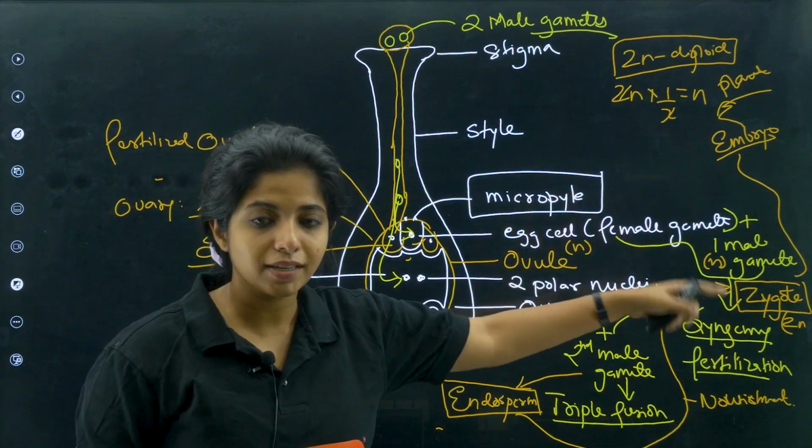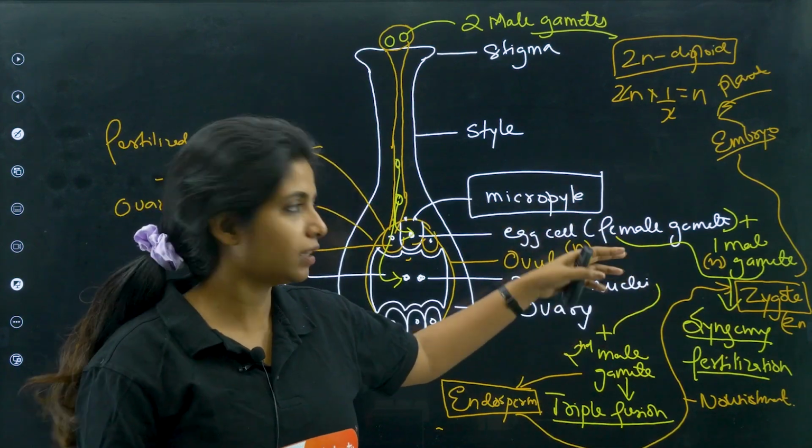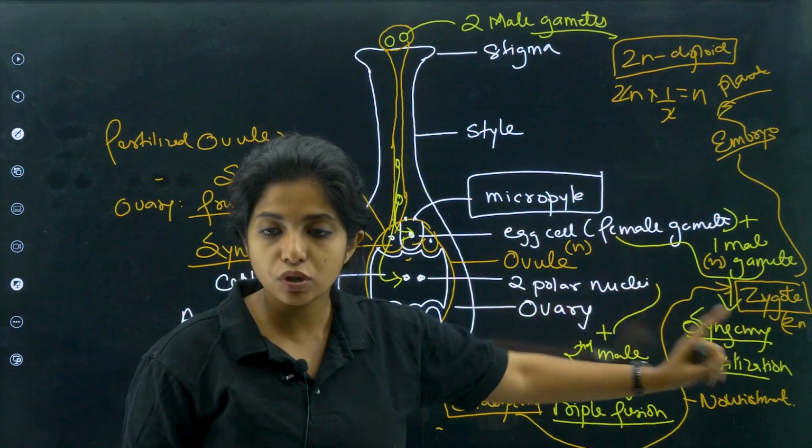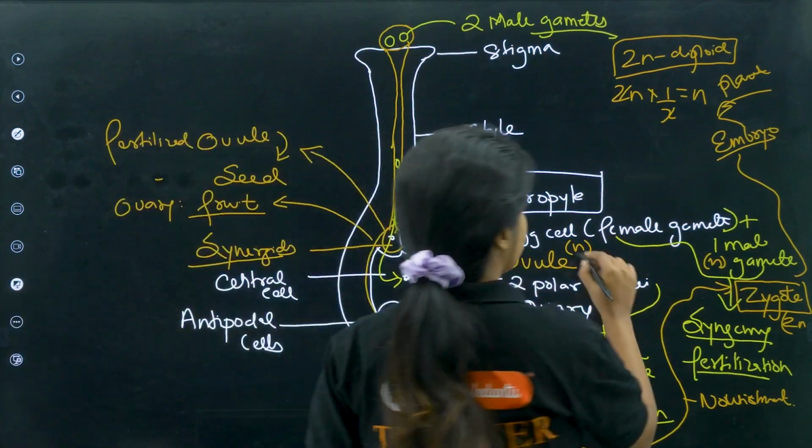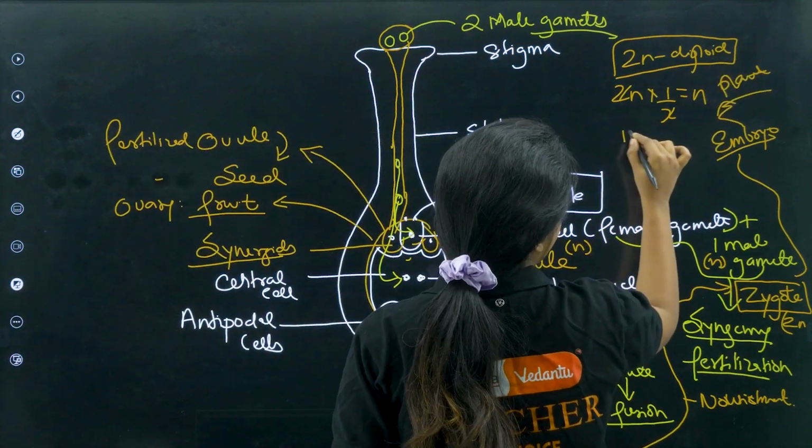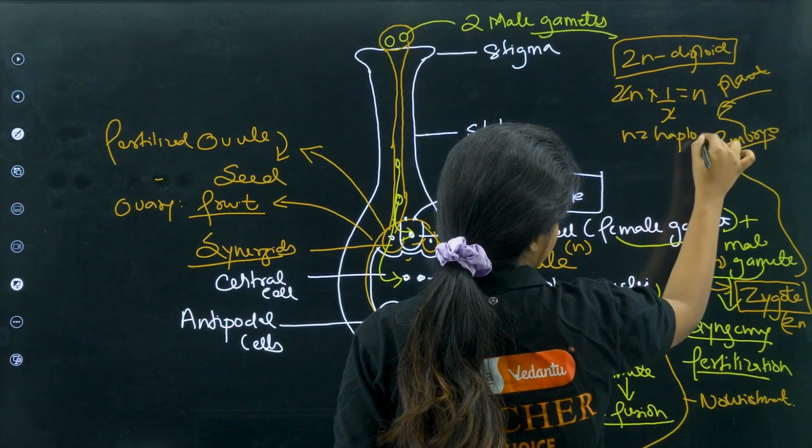Remember 23, 23, 46. Similarly over here they do not have 23, 23, they have something else. So I just wrote n and n becomes 2n. So 2n is known as diploid, and n is known as haploid. So they are haploid in nature.